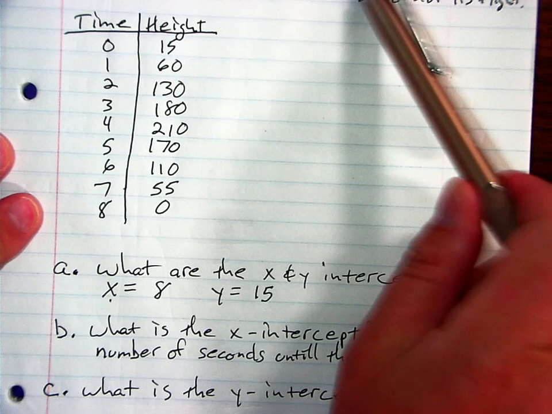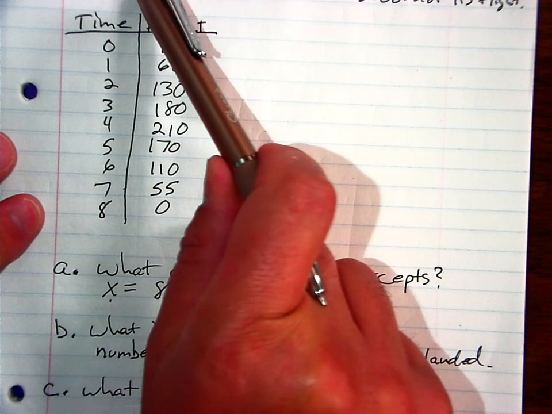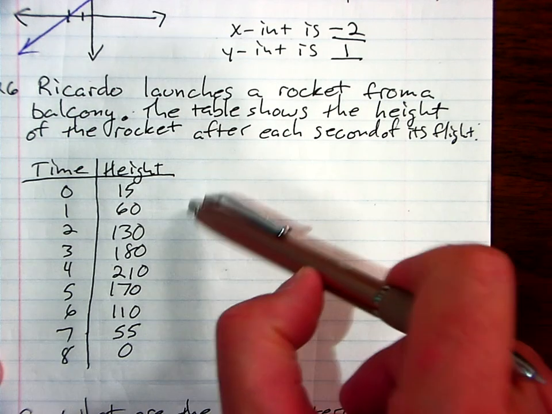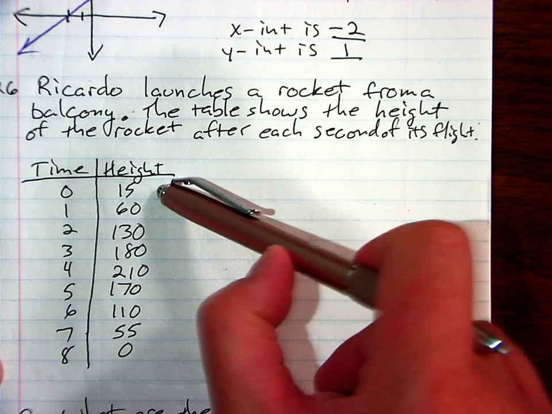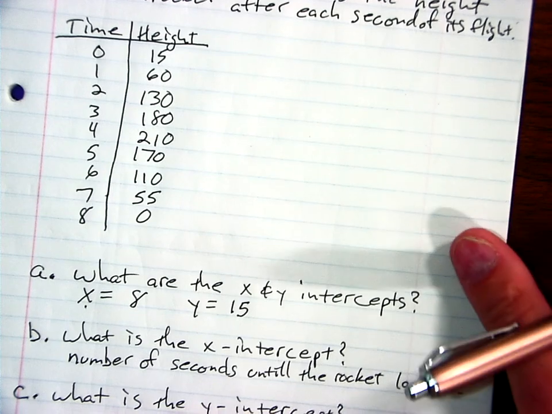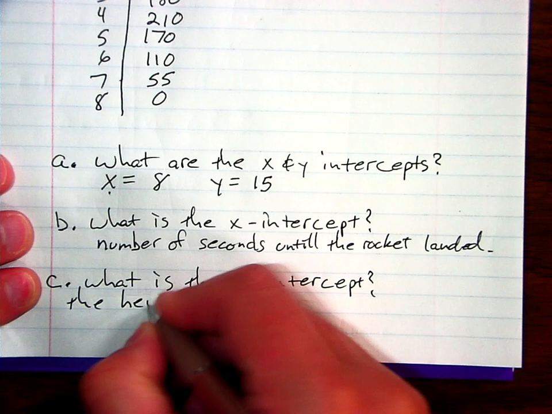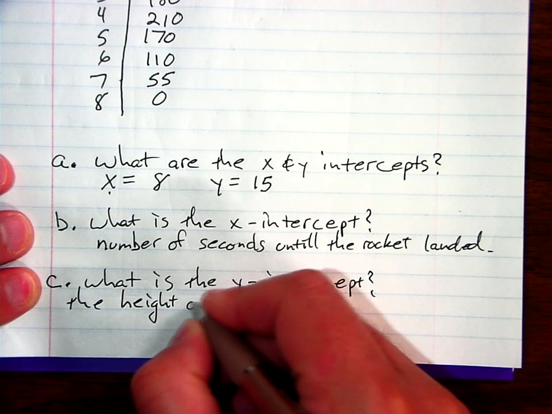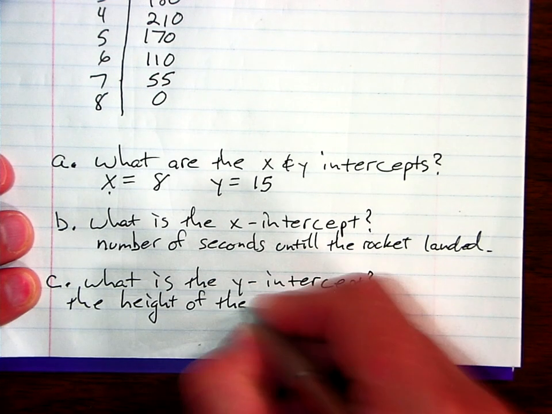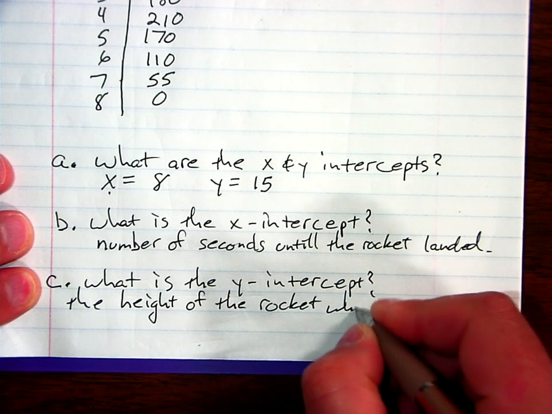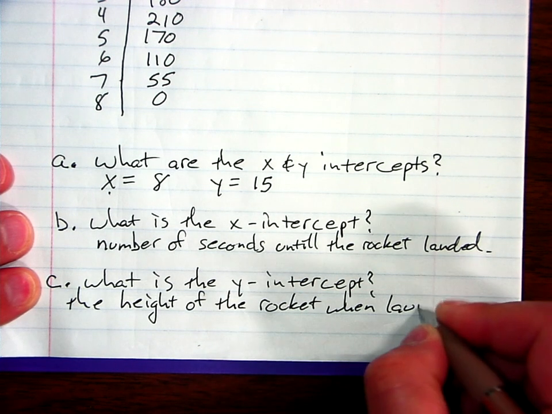It says it's elevated. It's launched from a balcony. So how tall is a balcony? 15 feet. That's all it's asking you. So the Y-intercept is the height of the rocket when launched.